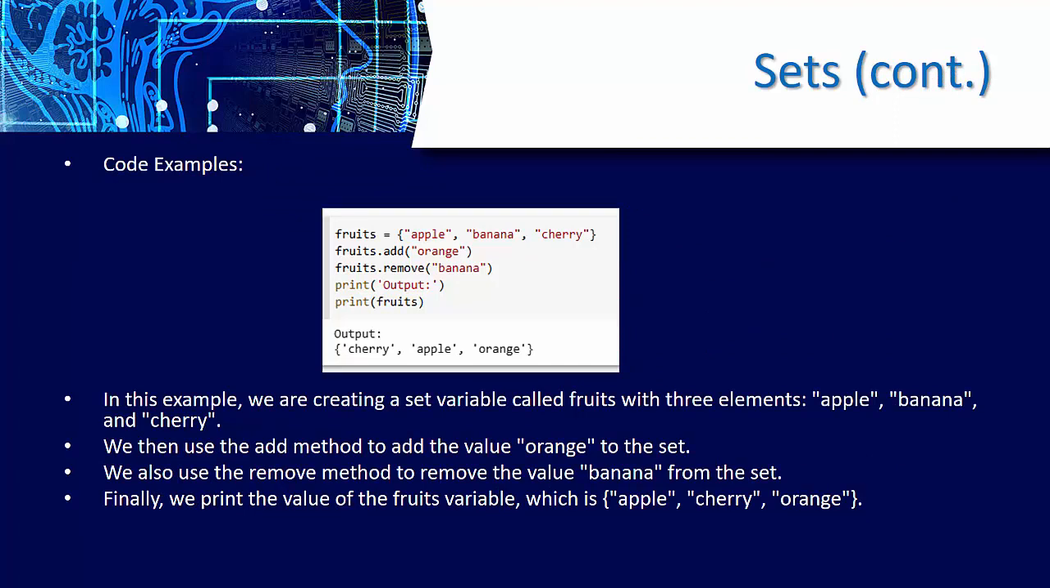Okay, in this code example, we are creating a set variable called fruits with 3 elements, apple, banana and cherry. We then use the add method to add the value orange to the set. We also use the remove method to remove the value banana from the set. Finally, we print the value of fruits, which is apple, cherry and orange.